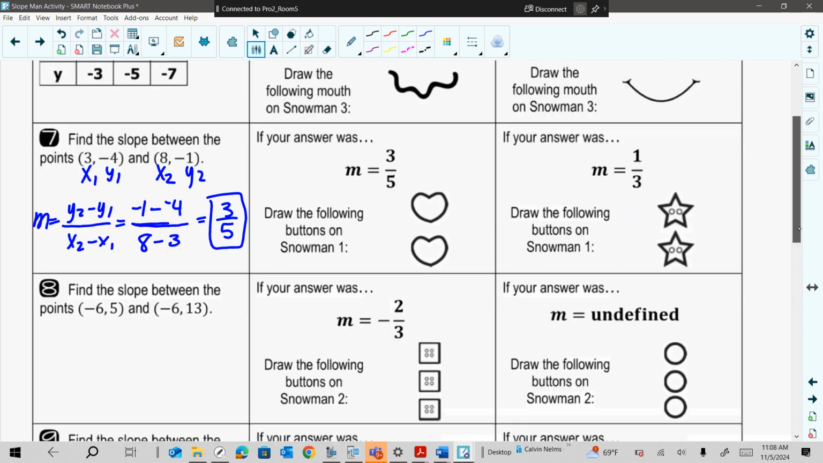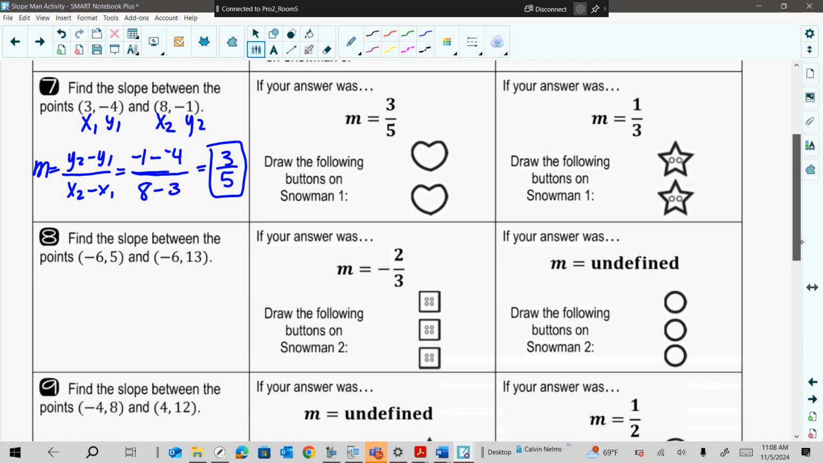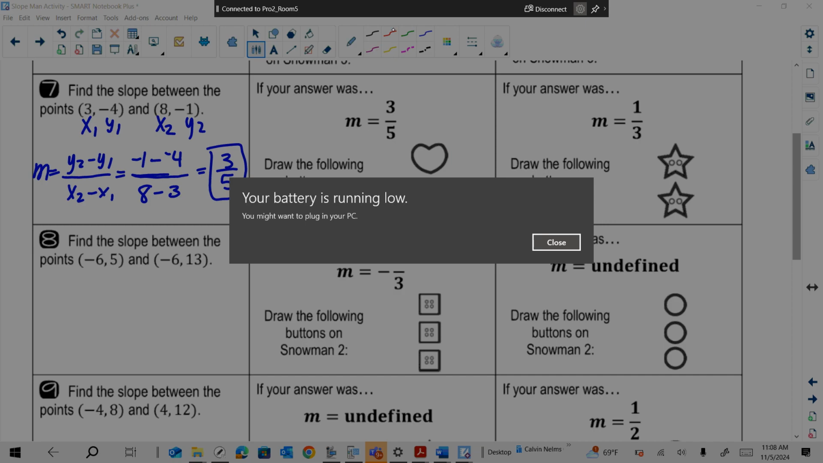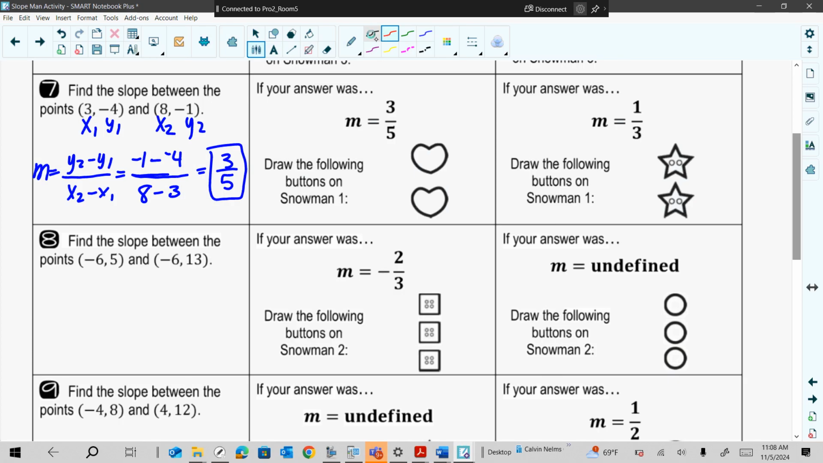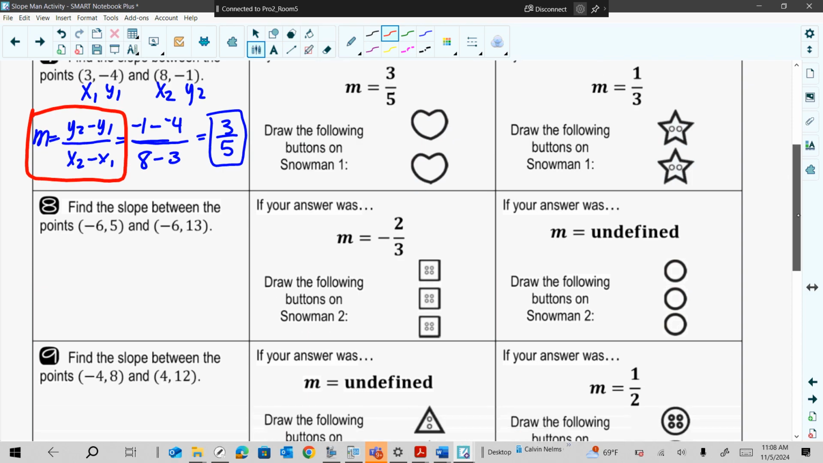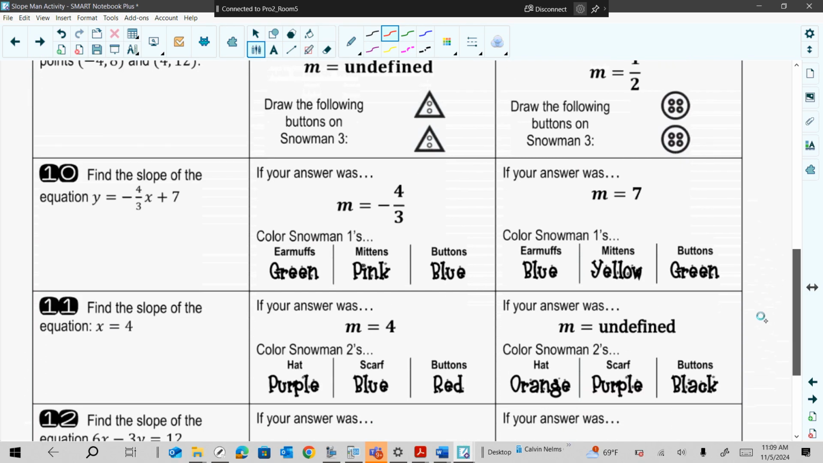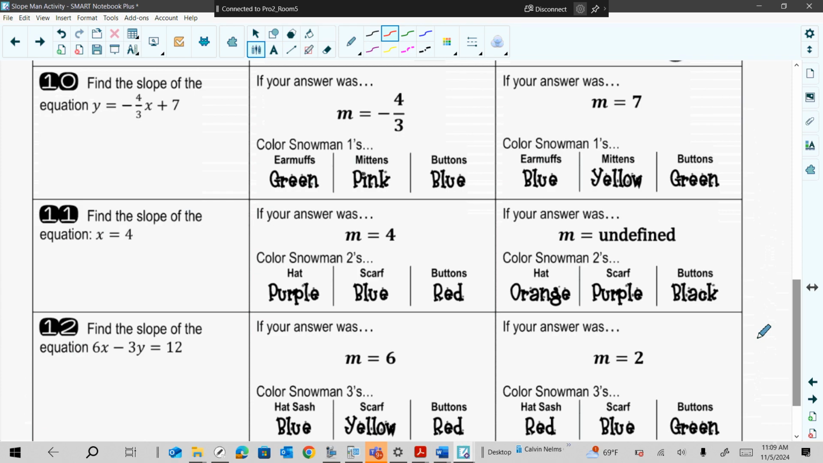All right, so besides finding the slope from 2 points, we're going to have to use this formula for 7 through 9, y2 minus y1 over x2 minus x1. And then for 10, 11, 12, we're using the slope-intercept formula: y equals mx plus b.